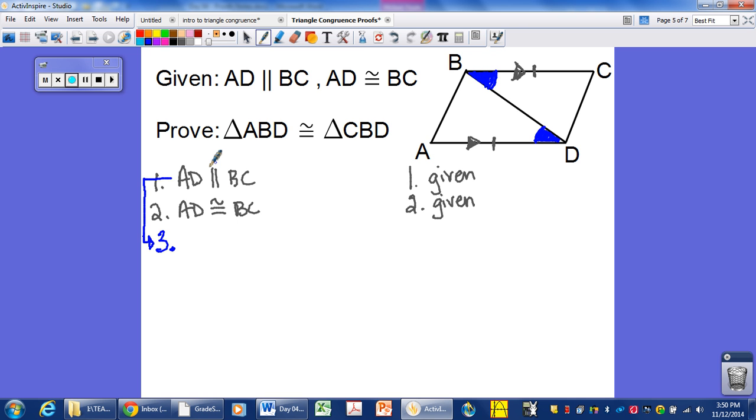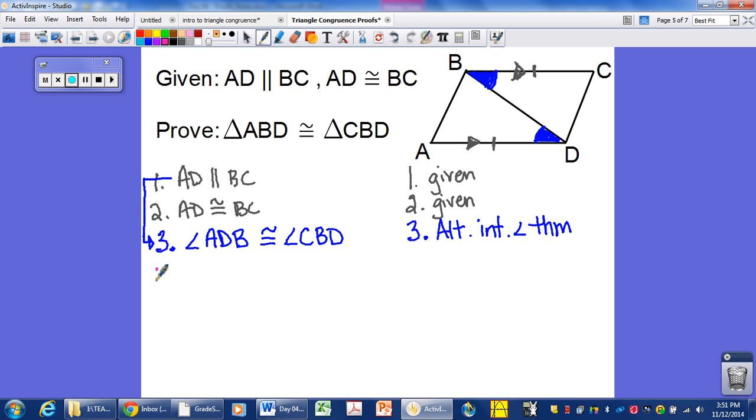So because we have parallel lines, we know that angle ADB has to be congruent to angle CBD. Okay, because these are what type of angles? These are alternate interior angles. So by the alternate interior angle theorem, these two angles are congruent. So whenever you have parallel lines, you know you have congruent angles. Or you should know. When you have parallel lines, you have congruent angles.